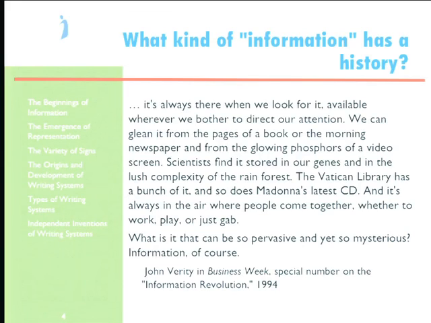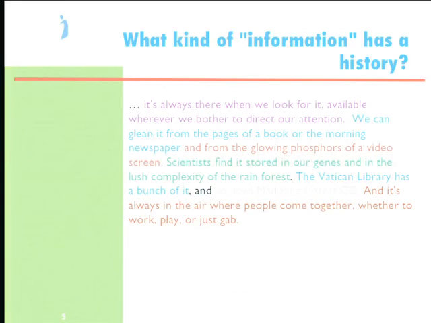But obviously information is being used in a number of different ways here. It's always there where we look for it. Well, it's just something that's all around the place, not clear what that means. We can glean it from the pages of a book or the morning newspaper. Okay, there's print, there's information in print that we kind of understand. The glowing phosphors of a video screen, well, somehow I don't know what that means. It might be a word processor, it might be the hard drive, it's not clear what. But you say the stuff on a hard drive is information. It's stored in our genes. Well, that's another sense of information, another kind of information, the information that underlies DNA and biological information.